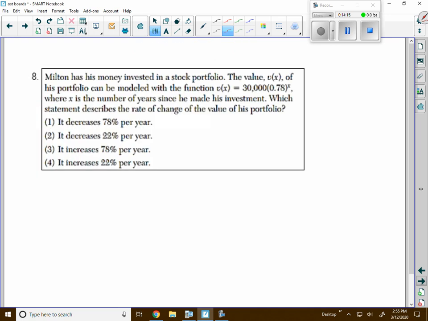Milton has his money invested in a stock portfolio. The value of his portfolio can be modeled by the function where x is the number of years since he made his investment. Which statement describes the rate of change of the value of his portfolio? So if we break this down, what does this 30,000 mean? That means that's his initial investment. And then this 0.78 tells us 2 things. The first thing that it tells us is that this is a decaying or decreasing function.